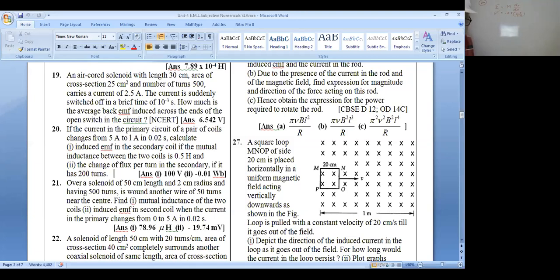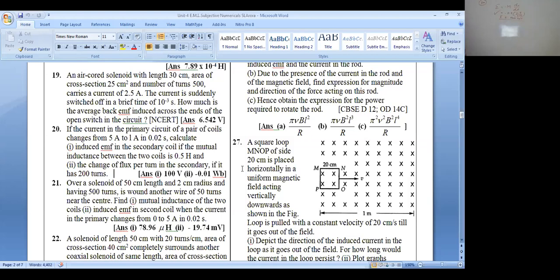So got this? Question number 20. See, this is the solution. E is equal to minus M di by dt. Just by putting all the values, we are getting here 100 volts. This is the induced EMF developed here, 100 volts. Answer part 1. Simple formula, minus M di by dt. Di by dt is the rate of change of current here. M is the mutual inductance given in the question.